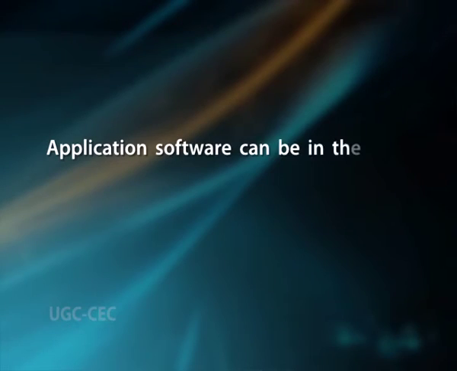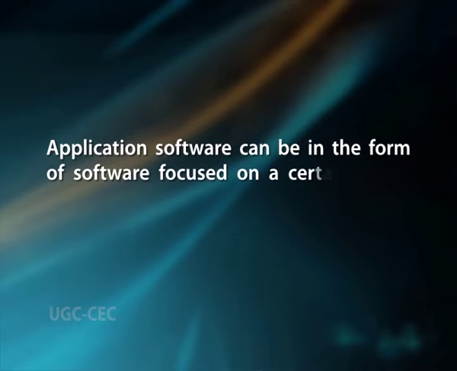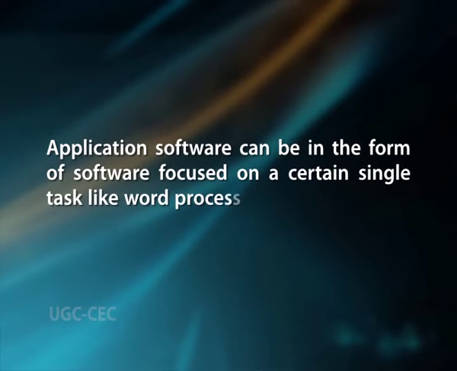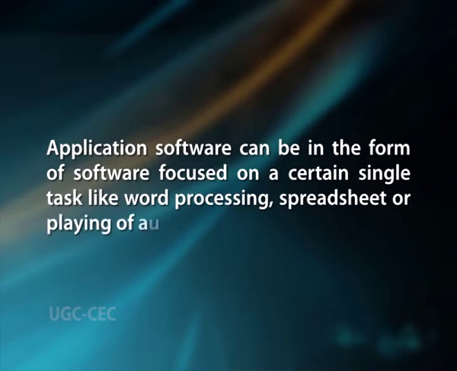Popular application software. Application software utilizes the capacities of a computer directly for a dedicated task. Application software is able to manipulate text, numbers and graphics. It can be in the form of software focused on a certain single task like word processing, spreadsheet or playing of audio and video files. Here we look at the application software types along with some examples of application software of each type.